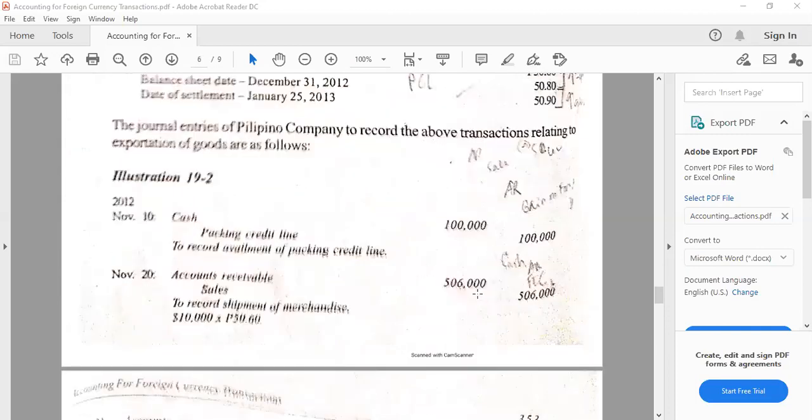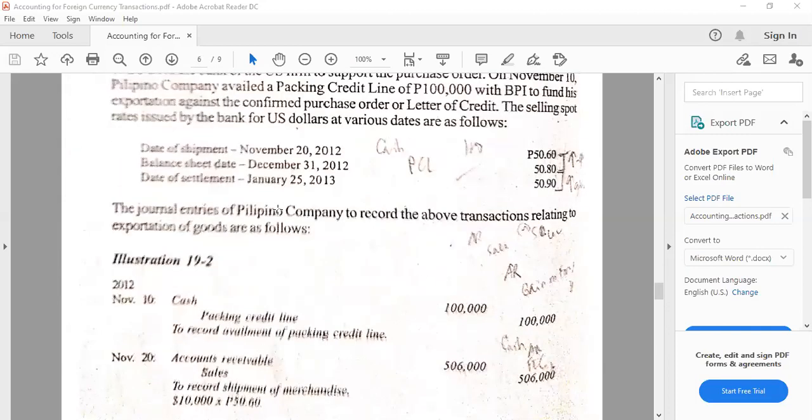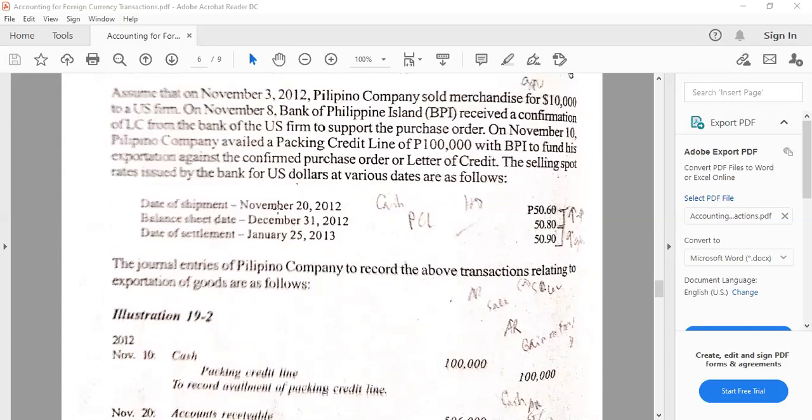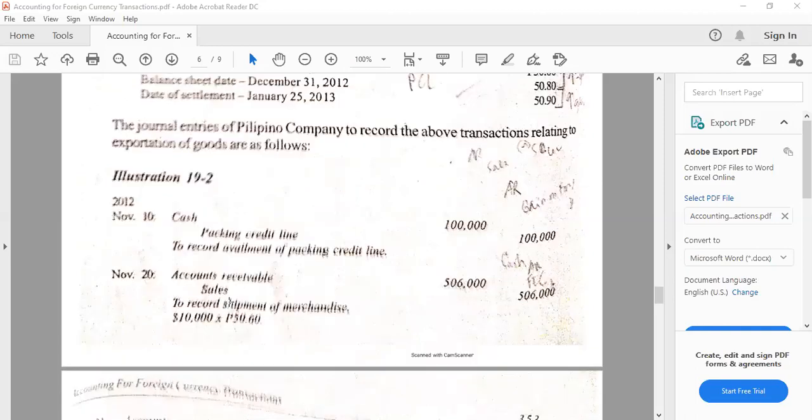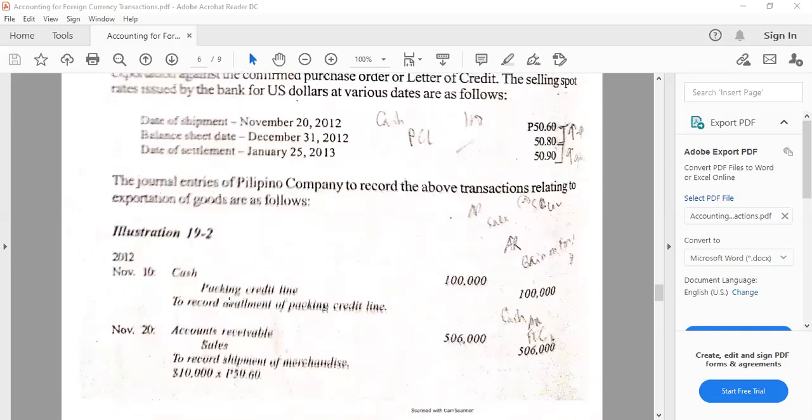Now, remember there is a packing credit line with BPI to fund the exportation against the confirmed purchase order or letter of credit. So in that case, the company will have, of course, a liability. So cash, packing credit line of 100,000.